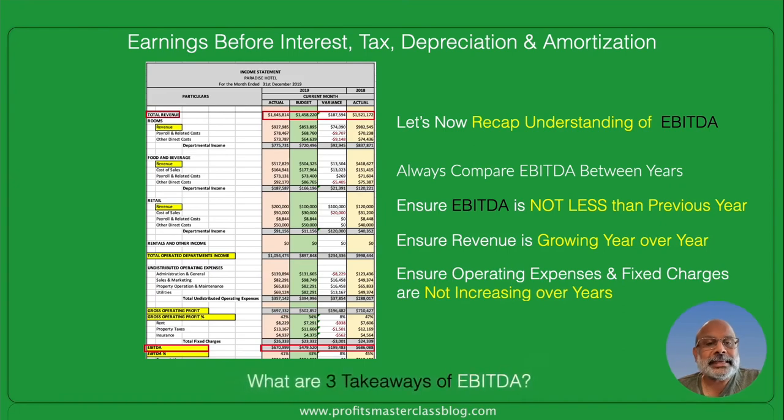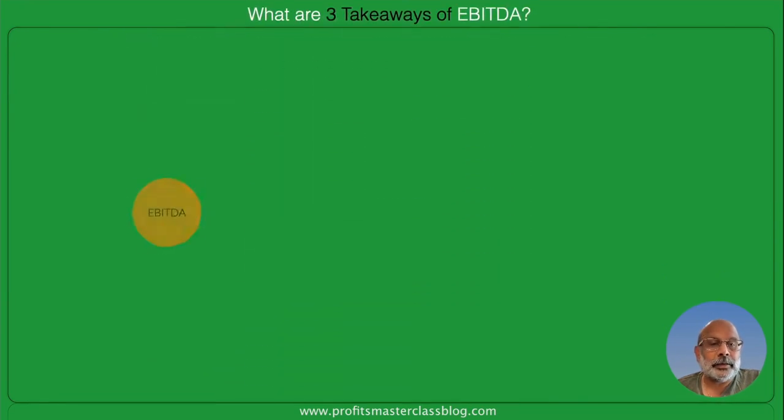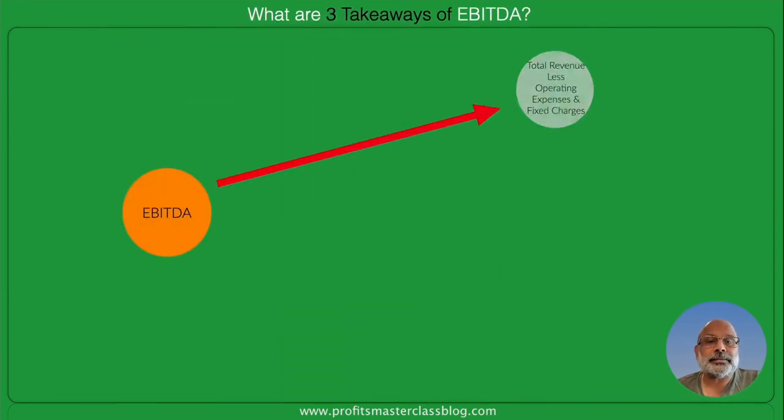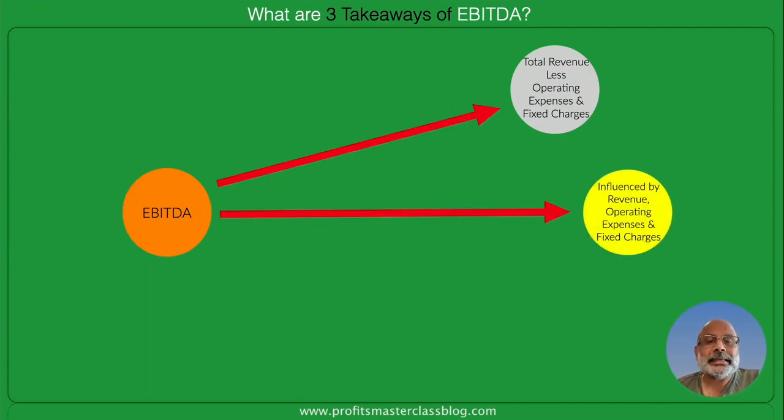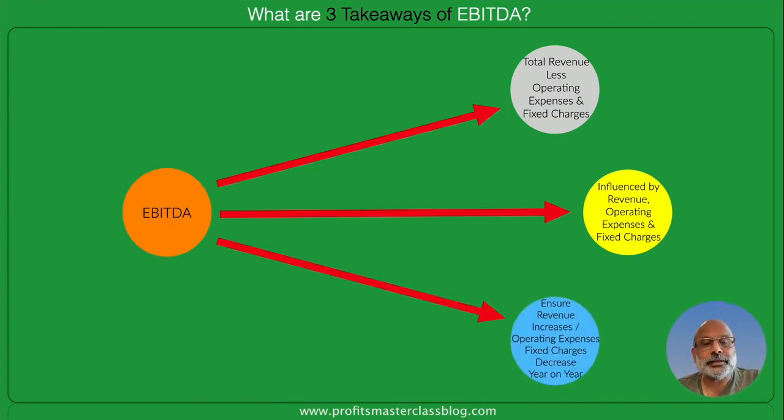What are 3 key takeaways of EBITDA? Well, EBITDA has 3 key takeaways. Number 1 is, of course, the formula that you take total revenue and reduce operating expenses and fixed charges from it. And secondly, the influence that revenue on the one hand and operating expenses and fixed charges on the other hand have on the EBITDA. What does this influence mean? Well, that brings us to the third takeaway, that you must ensure that revenue is increasing year on year while operating expenses and fixed charges decrease over time.